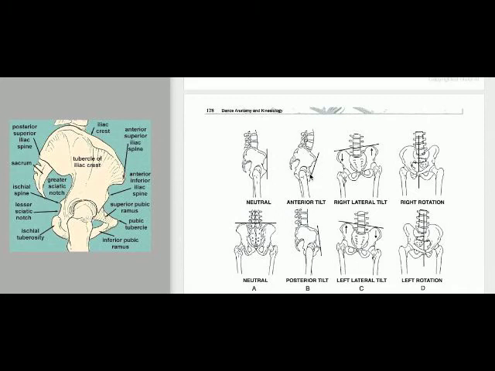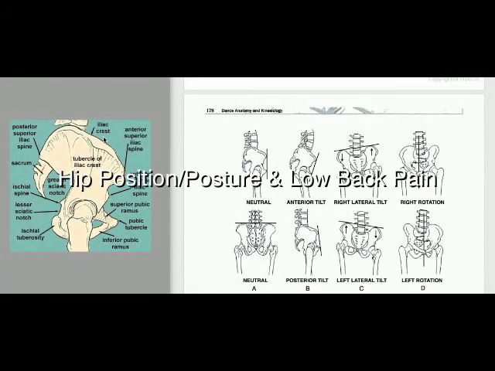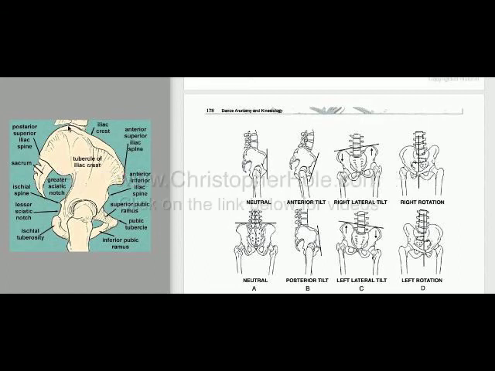Then we've also got other postures. We can get leg length discrepancies, and we have a right lateral tilt and a left lateral tilt, and obviously there's your neutral one. Looking from the back, you can see here it goes across the top of the pelvis. The top of the pelvis is called the iliac crest. It's saying the iliac crest is here, but what we want to be looking for is this top bit up here. So that's your neutral position.